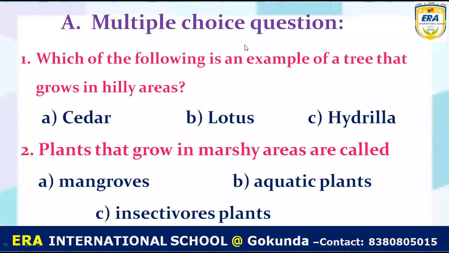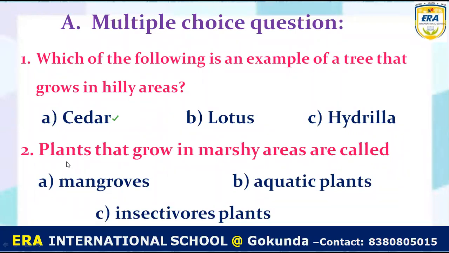Multiple choice question: which of the following is an example of a tree that grows in hilly areas? So you have to select the answer. The options are cedar, lotus and hydrilla. So the correct option is cedar. So you have to select it and put a tick mark here. Cedar is the correct option.